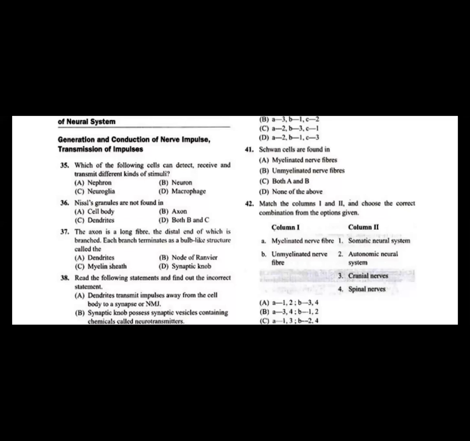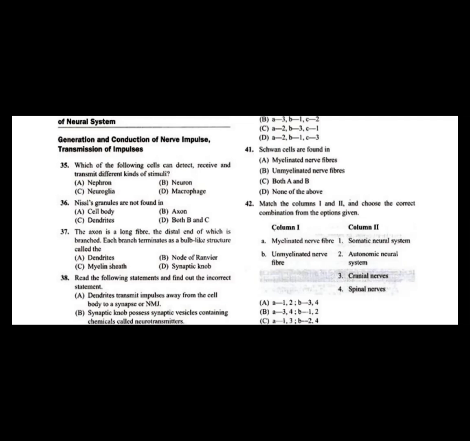Question number 36. Nissl granules are not found in... The Nissl granules are structures that are not going to be found in the axon, where they are found in the cell body and dendrites. When you see the NCERT structure of the neuron, we find the Nissl granules existing in the cell body as well as the dendrites, whereas Nissl granules are not found in the axon. Question number 36, B is the answer, students.